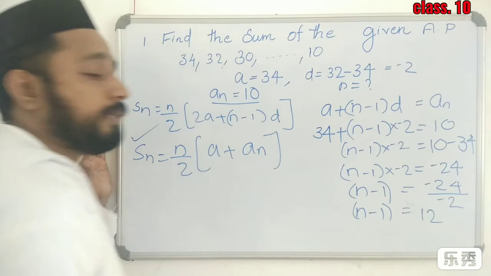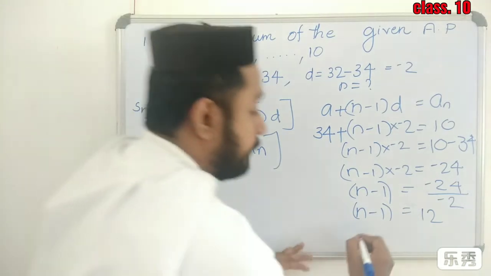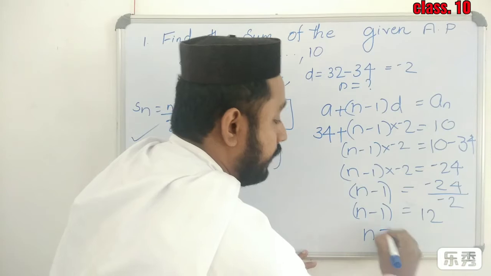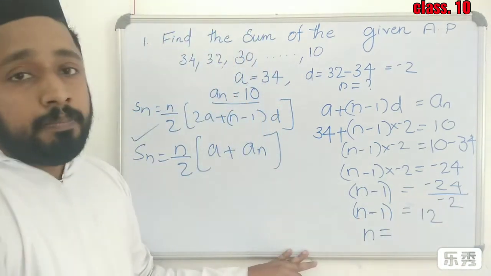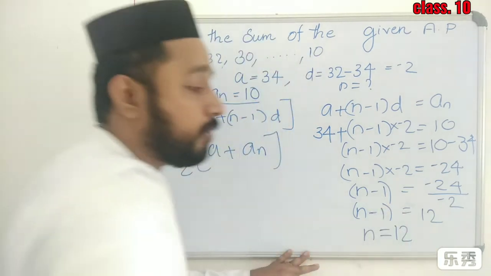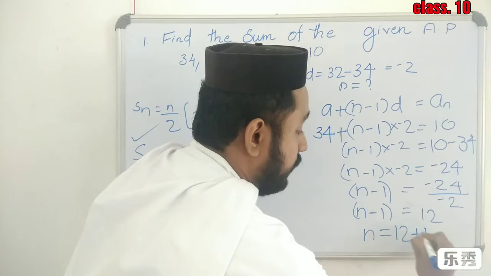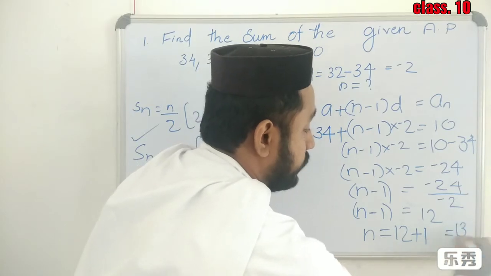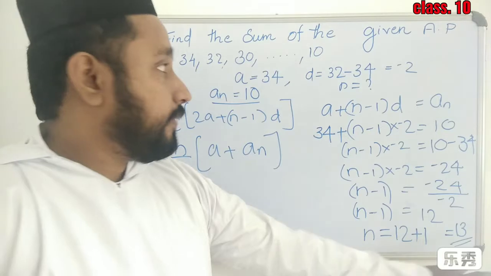24 by 2 means 12. So n minus 1 is equal to 12, which means n is equal to 12 plus 1. When this minus 1 goes to the RHS, it will become plus 1. So 12 plus 1, which is equal to 13. So we got the value of n is equal to 13.